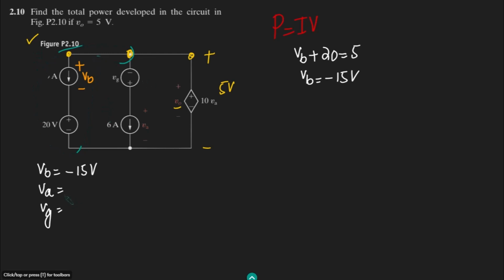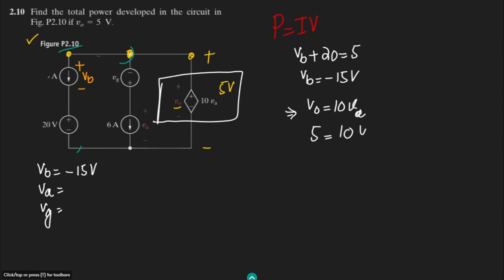In order to find the value of this VA, we know that in this source the value of V naught is equal to 10 VA. So V naught is equal to 10 VA, and the value of V naught is known, that is 5. So from it we can very easily find the value of VA, that is 5 divided by 10, or 0.5 volts. So the value of this VA is also known, and that is 0.5 volts.